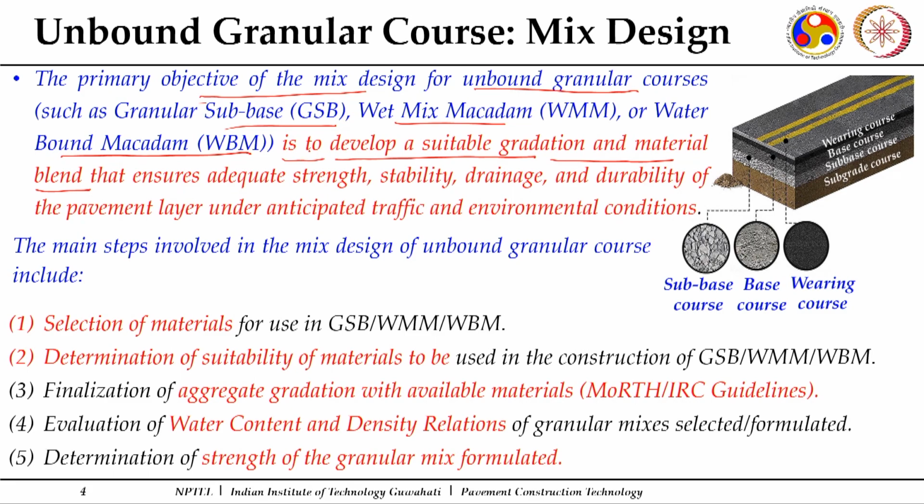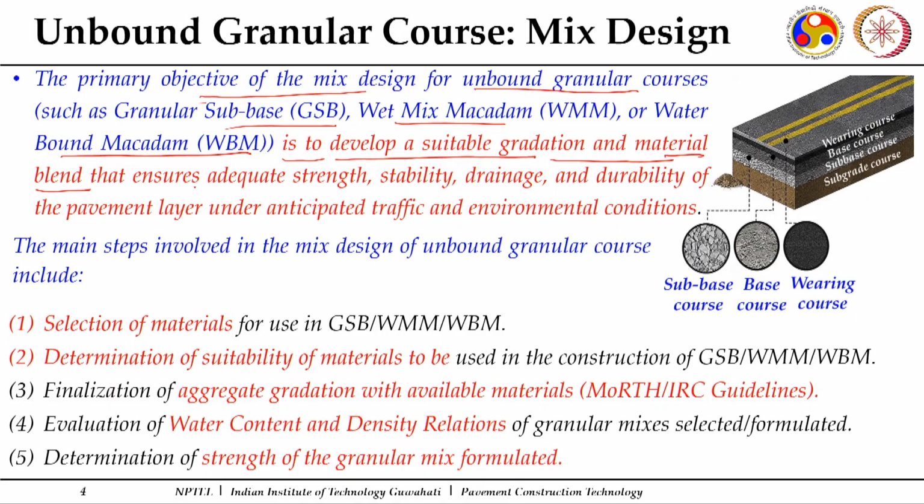So, here what you are trying to do is look for a possible gradation and a material blend. There may be 2-3 different aggregate stockpiles which need to be blended together, and this blend should provide you adequate strength and stability, and drainage depending upon where we are making its use. If it is used as a drainage layer, it should serve the purpose of a drainage layer, and durability of the pavement under anticipated traffic and environmental conditions. So, we try to judge the suitability of this blend through different parameters of strength.